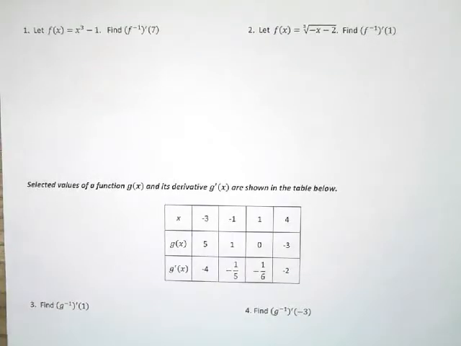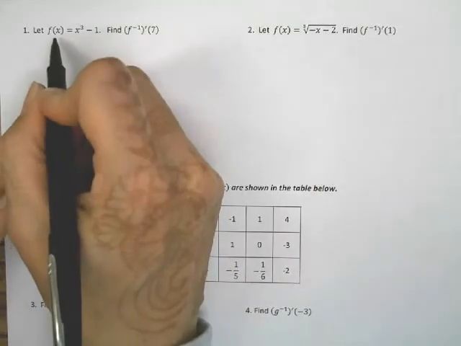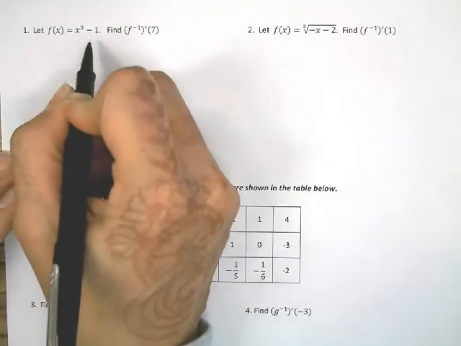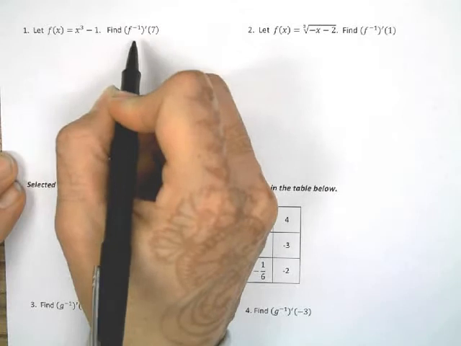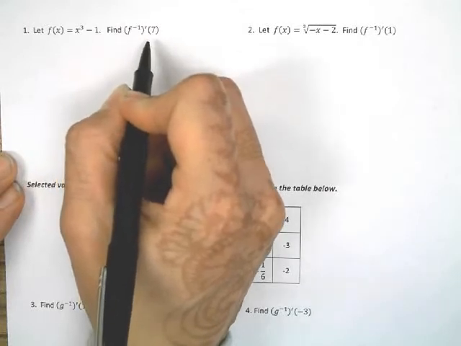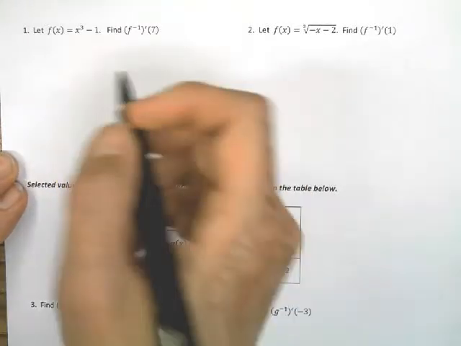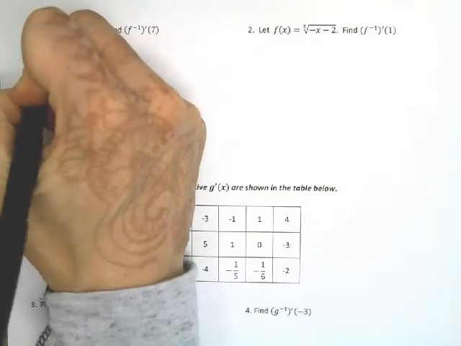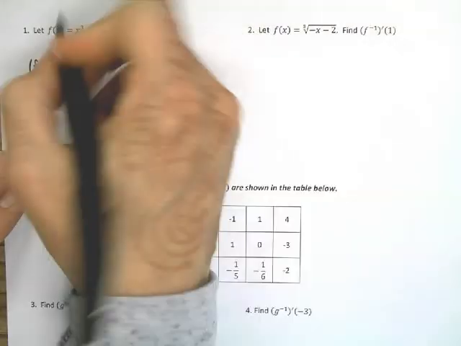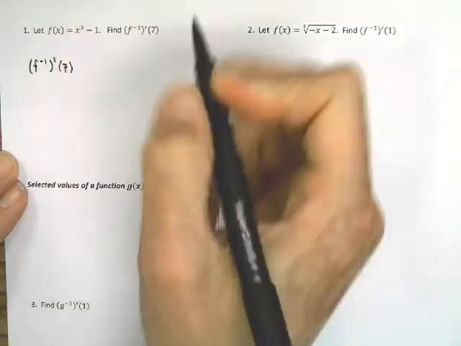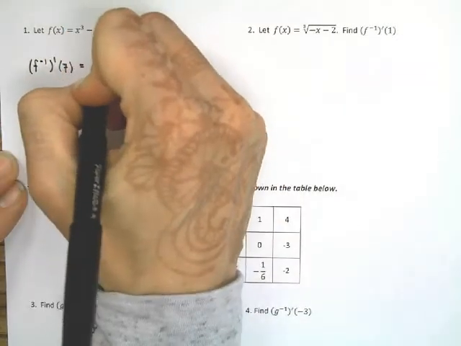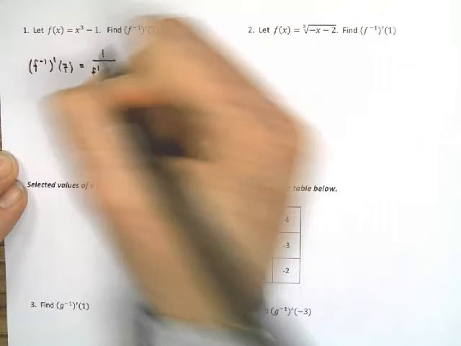So here we go. We're given a function f of x equals x cubed minus 1. We want to find the derivative of the inverse when the input of that inverse is 7. So here's what I know. I know that the derivative of the inverse is equal to the reciprocal of the derivative of that function.